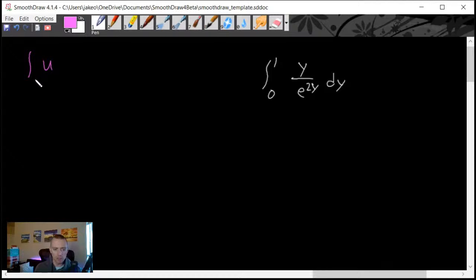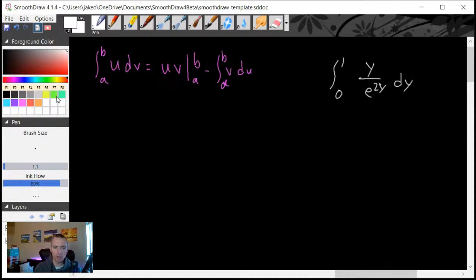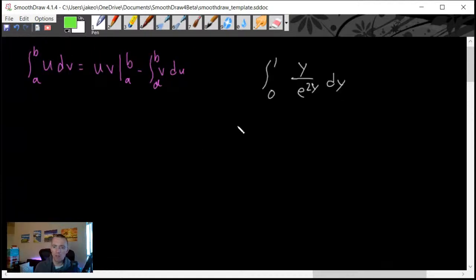But the formula just says if we're taking the integral from a to b of u times dv, that can be rewritten as u times v evaluated from a to b minus the integral of v times du from a to b. So just like we've done with every integration by parts problem on my channel, first thing you want to start with right off the bat, figure out what you want to make your u, what you want to make your dv.